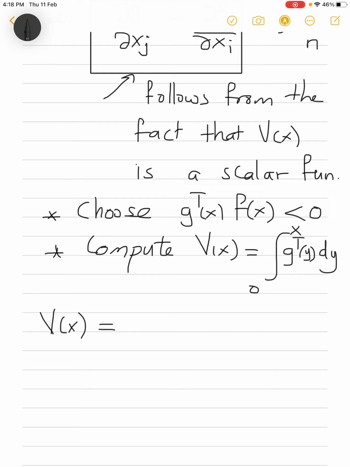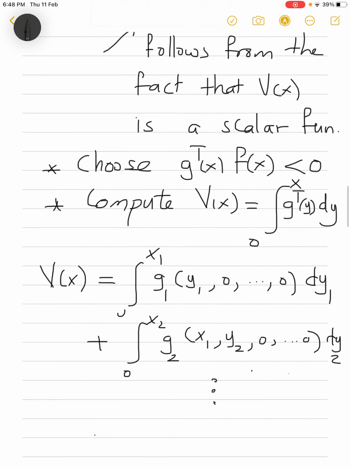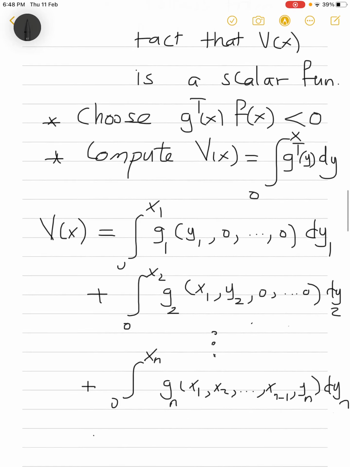So that will lead to an integration from 0 to x1 of g1 of y1, with all the other state variables equal to 0, with respect to dy1, plus the integration along the x2 axis from 0 to x2 of g2 of x1, y2, then zeros, dy2, and that will continue till the integration across the variable xn axis from 0 to xn of gn of x1, x2, and so on up to x(n-1) and yn, dyn, and of course that has to be positive definite.